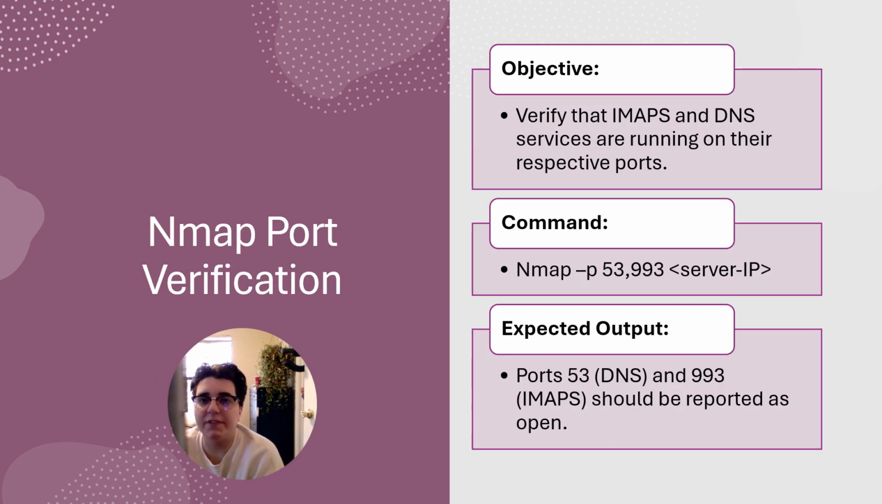To verify that our services are running, we use a tool called Nmap. This tool can scan a server to check if specific ports are open. For IMAPS, we can scan port 993, and for DNS, port 53. If the scans show that these ports are open and accepting connections, we know that our services are configured correctly. Now, let's move on to the final section.